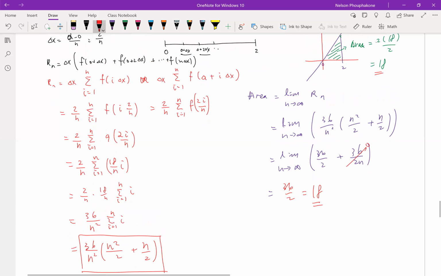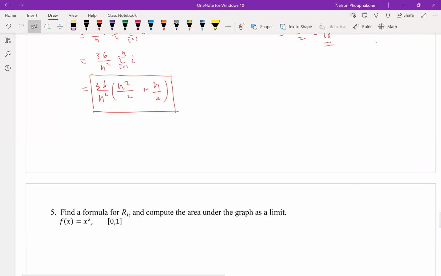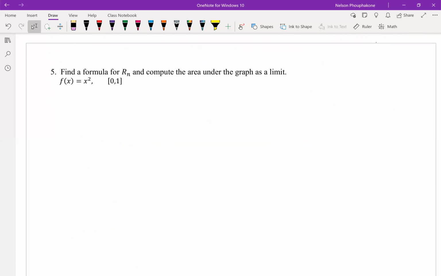Okay, so now it is your turn to work on example number 5. So to this one right here, we would like to find the area of x squared between 0 and 1. Okay, so what we are looking for is this area right here. So again, we work with the right endpoint. So in this case, my delta x is 1 minus 0 over n, which is 1 over n.